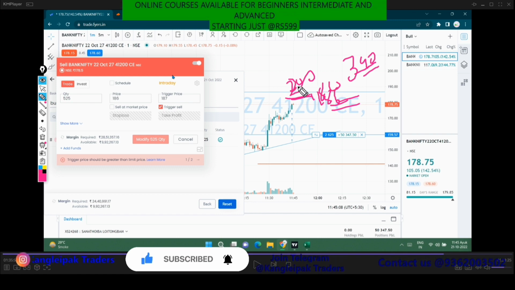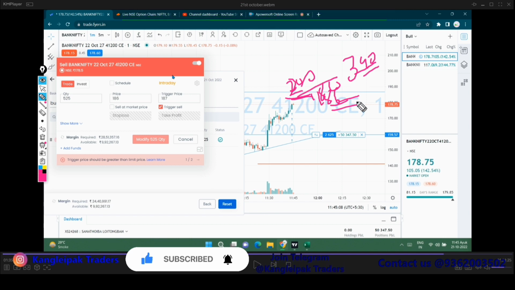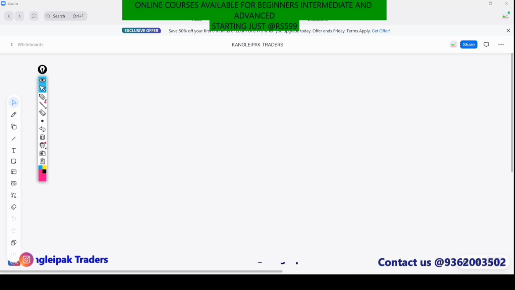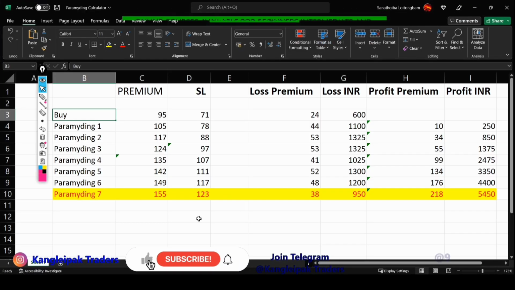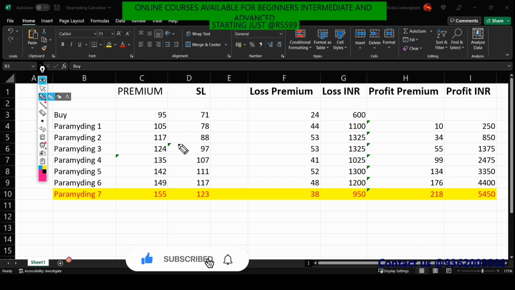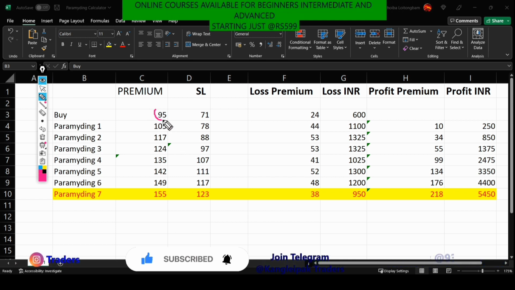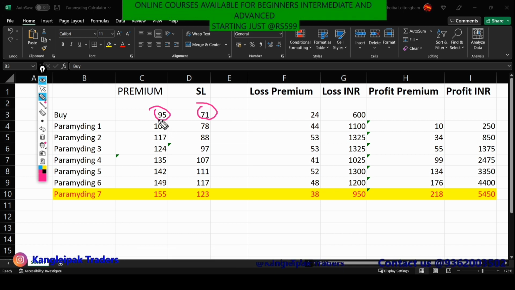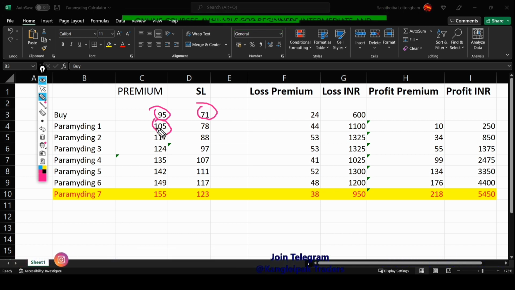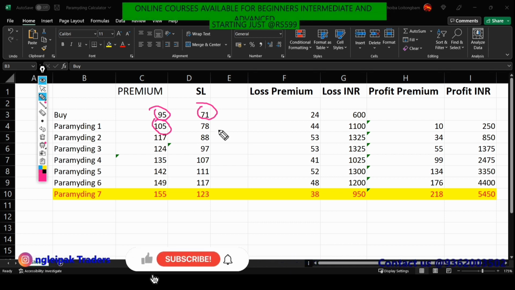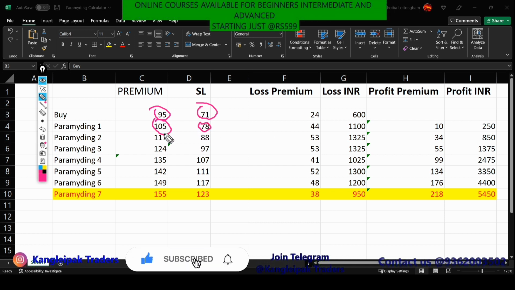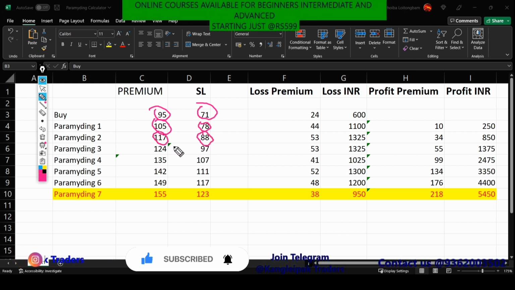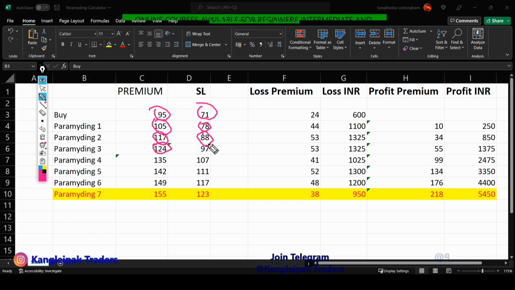So how does pyramiding work? This is my calculator, and see, if I want to buy at 95, then my stop loss will be at 71. Then my next position will be at 105. So whenever I buy at 105, my stop loss will trail to 78, and I'll buy next at 117, and my trailing stop loss will be 88, and my next buying will be 124, and my trailing stop loss will be 97. So this is how.